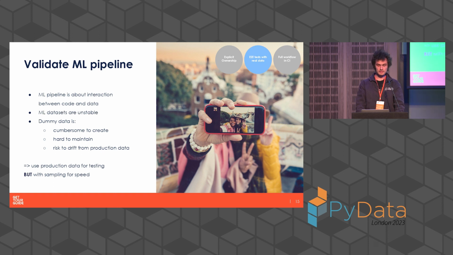So we concluded that we should try to use production data for testing, but it's not something that we can do at scale because it takes a long time. So what we did end up doing is some sampling to be able to run faster. And for that we needed some tooling that I will talk about now.